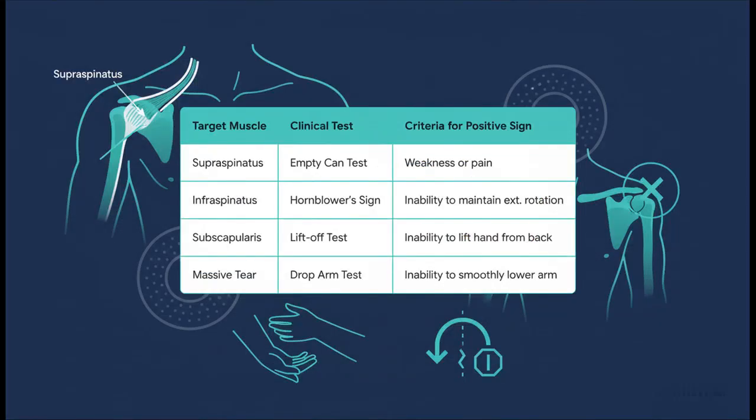Now for the special tests. These help us to isolate the specific tendons. For the supraspinatus, we use the empty can test. For the external rotators, like infraspinatus, a positive hornblower sign is very telling. For the subscapularis, the lift-off test is key. You ask the patient to try and lift their hand off their lower back. And for a suspected massive tear, the drop arm test is a dramatic sign. The patient simply cannot lower their arms smoothly from 90 degrees.